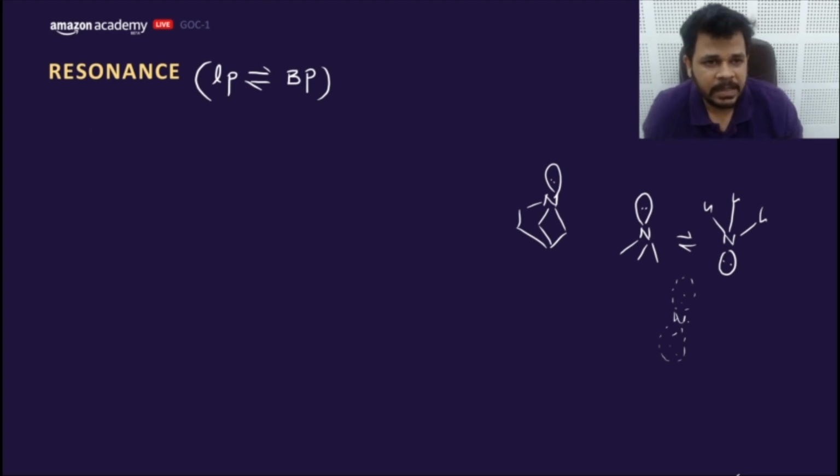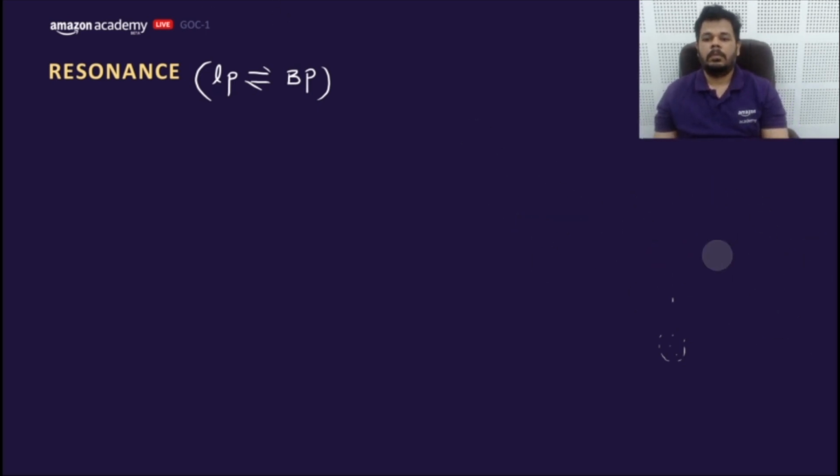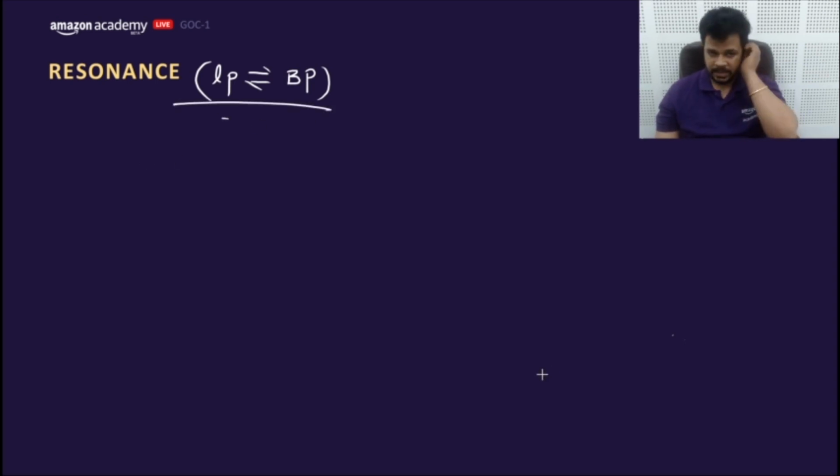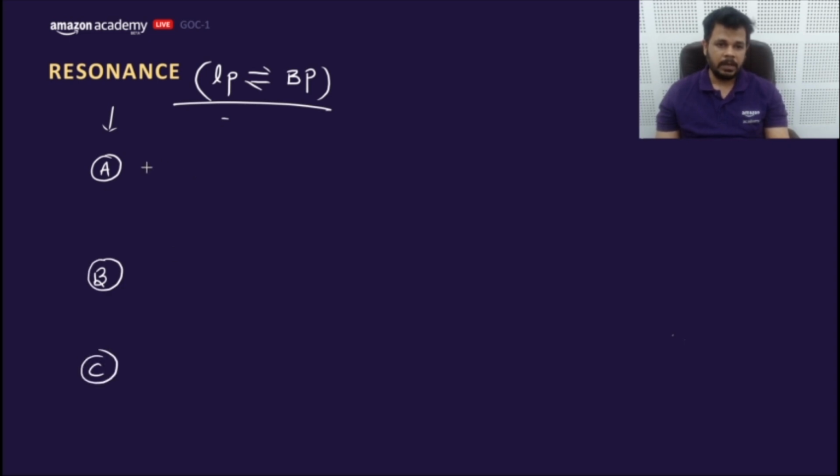Now let's move to the next part. Resonance. The smallest definition of resonance is lone pair converted into bond pair, converted into what? Lone pair. Resonance. Now there are three major points through which you can identify whether compounds have resonance or not.